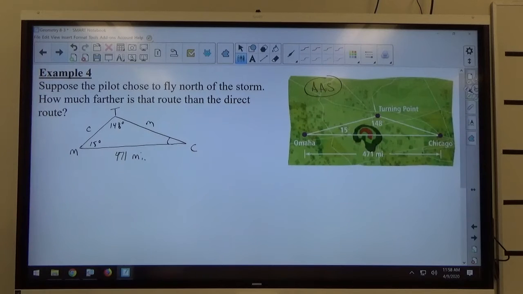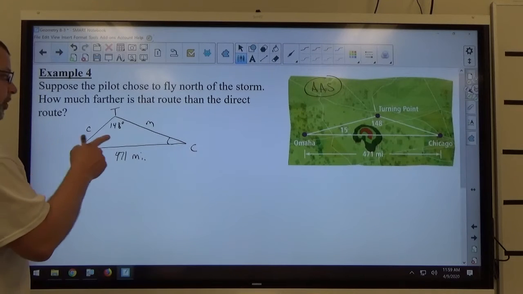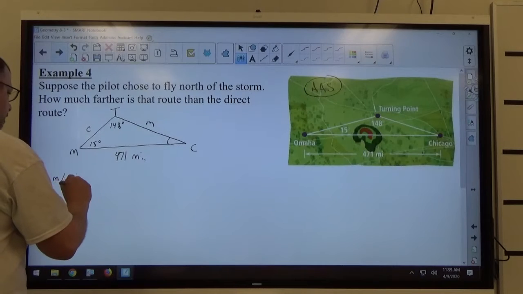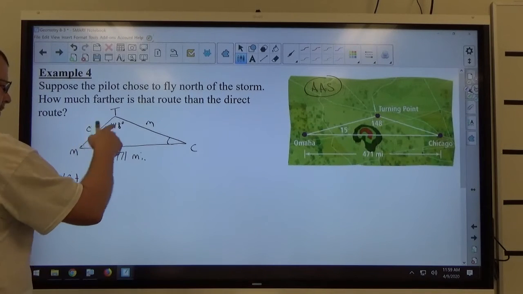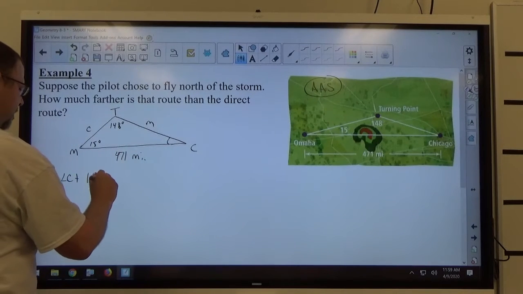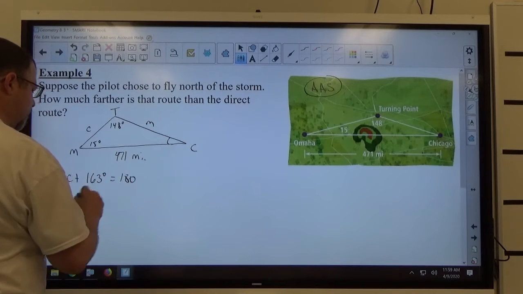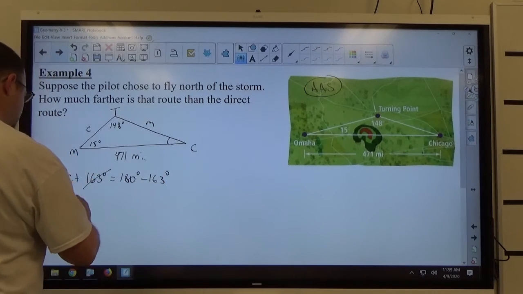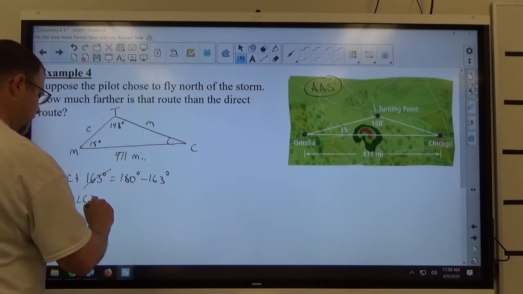All right, so I could take that picture and make just the pertinent information out of that picture on my paper without being a professional artist. So first thing, we have to find the missing angle. So measure of angle C plus 15 plus 148, can we all see that's 163, is equal to 180. So I'll move the 163 over, and we get measure of angle C is 17 degrees.